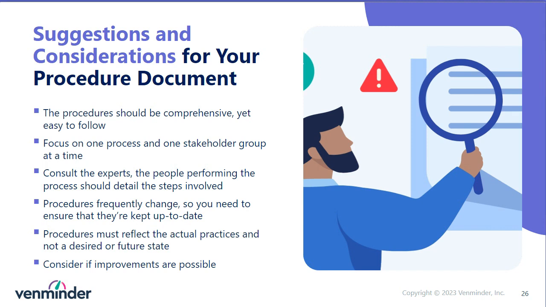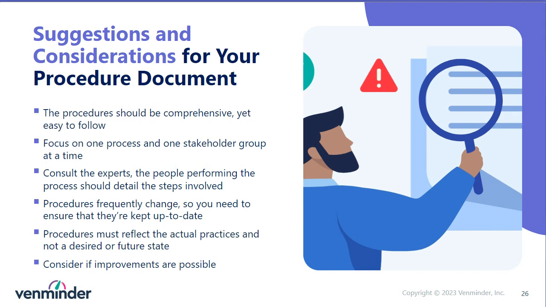Again, I'll say it again, actual processes, not aspirational ones. And then as you're going through your procedures, always think about if improvements are possible. Can we outline and illustrate the procedure in a more effective way? Is there a part of the process that's not working? Just always keep that in mind as you're going through your procedures. Now, what do you think about all of that?